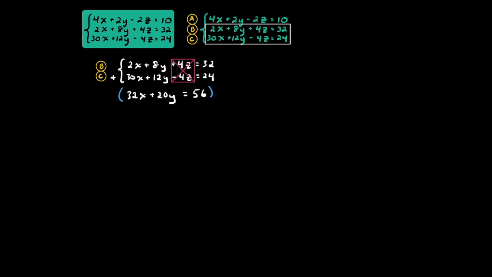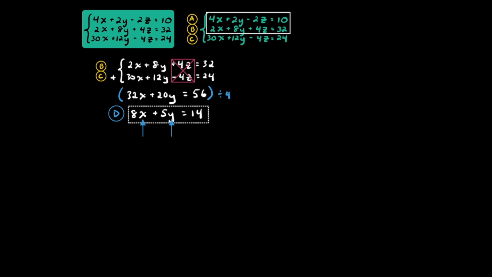While I could leave this equation alone, I'm going to divide the whole thing by 4 to deal with smaller numbers. 32x divided by 4 is going to be 8x, 20y divided by 4 is going to be 5y, and 56 divided by 4 is going to be 14. Using these lower numbers may be less work later on. Now that we have an equation with just x and y, let's try to find another equation with x and y. Now I'm going to use equations A and B to eliminate the z's.